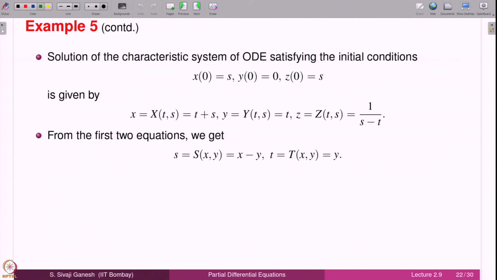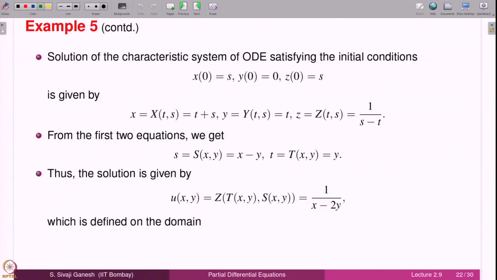From the first two equations, we can solve for t and s in terms of x and y, because these are just linear equations, very easy to solve, and u equal to this, 1 by x minus 2y. It is defined on the domain whenever x minus 2y is non-zero.